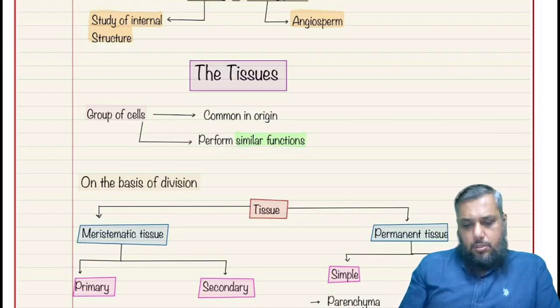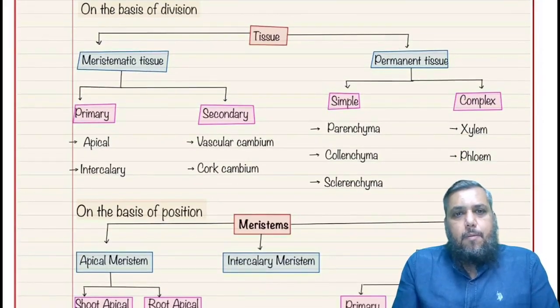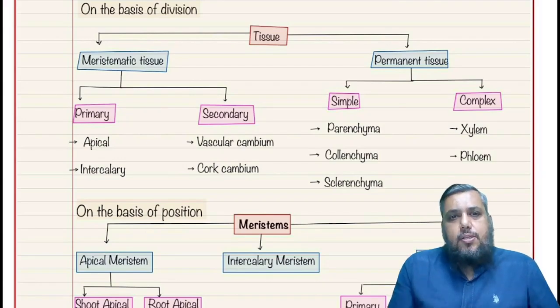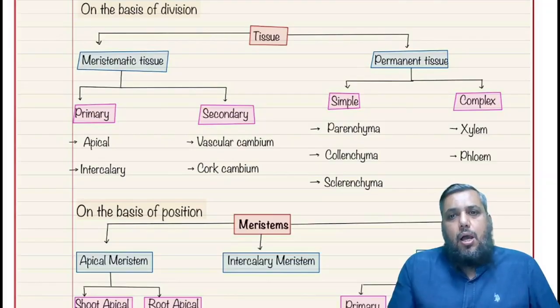Let us talk about the classification of tissues. The tissues can be classified as meristematic tissues and permanent tissues. This classification is on the basis of the ability of the cell to divide. Those cells which can undergo cell division are called meristematic tissues. The cells which have lost their ability to divide and have taken up a particular function are called permanent tissues.